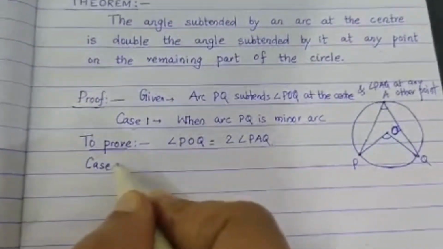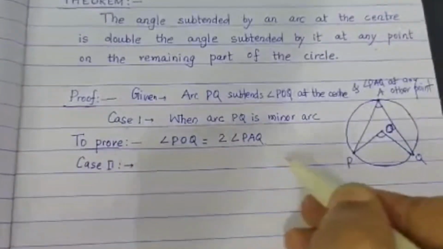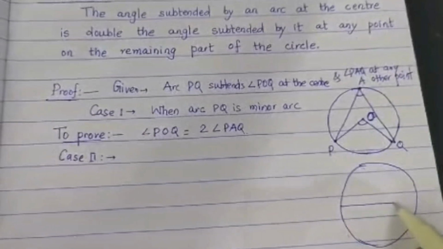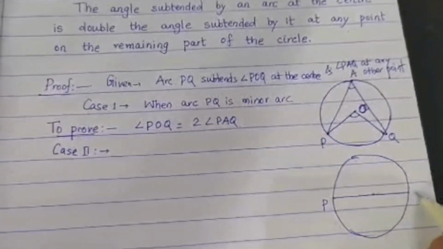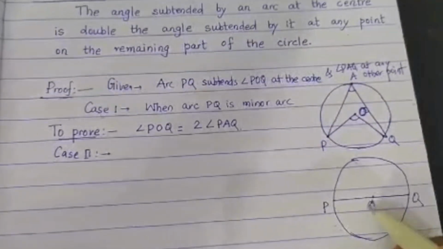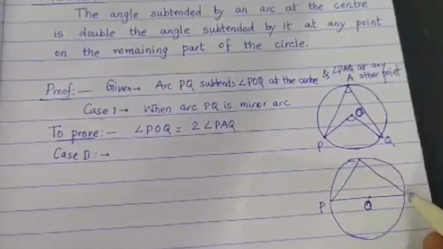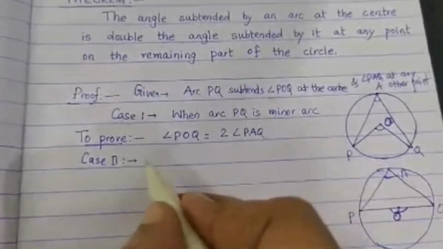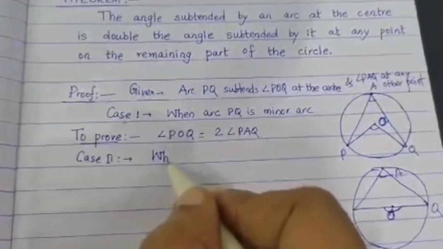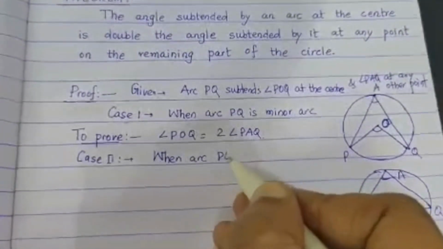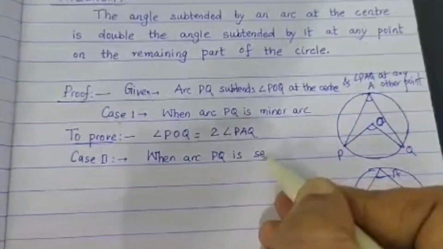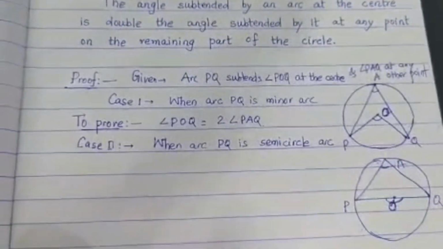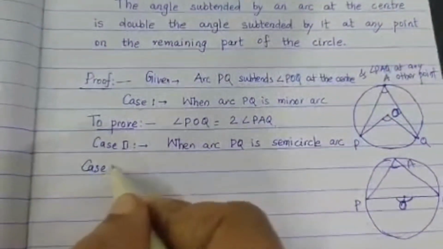Now let us understand case 2. Case 2 is when this arc PQ is actually the diameter of the circle. Alright, so this will be point O, and any other point, let us suppose this is point A. Okay, so this angle and this angle. So case 2 is when arc PQ is a semicircle arc.